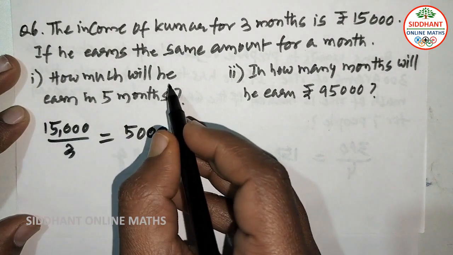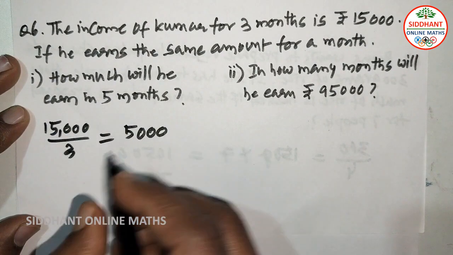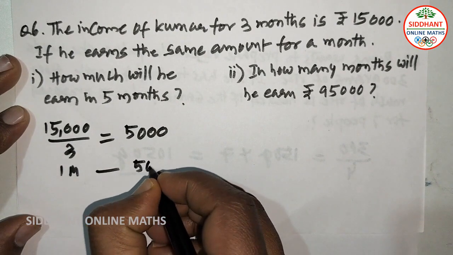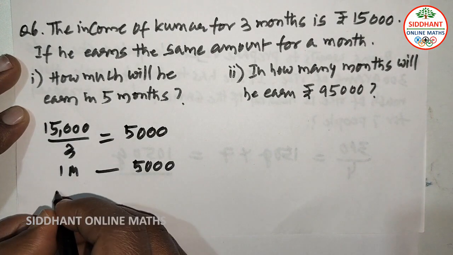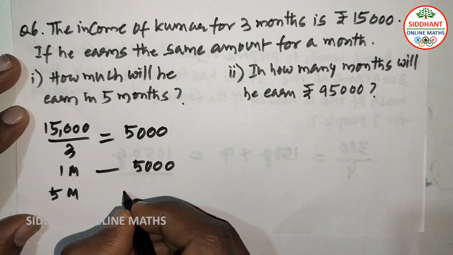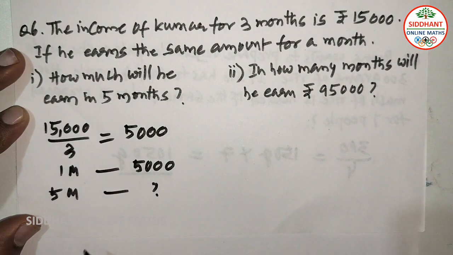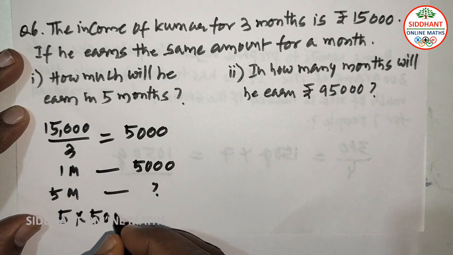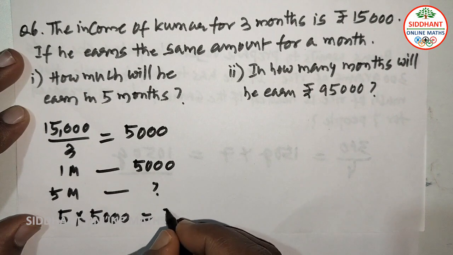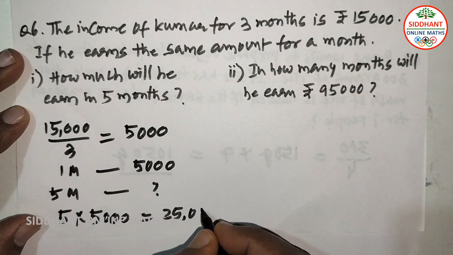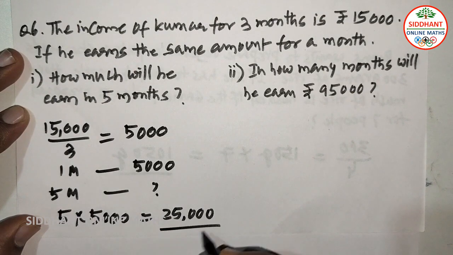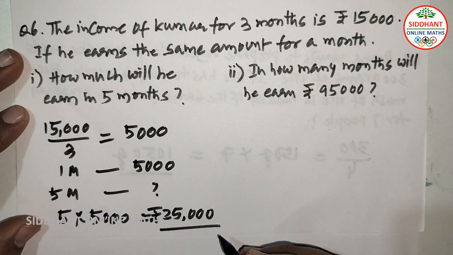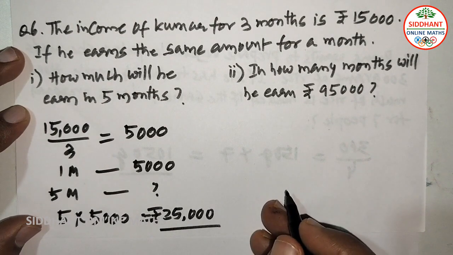So how much will he earn in 5 months? That means for 1 month 5,000 rupees he earns. For 5 months, how much will he earn? That will be 5 into 5,000. That will be 25,000. So 25,000 rupees he earns in 5 months.